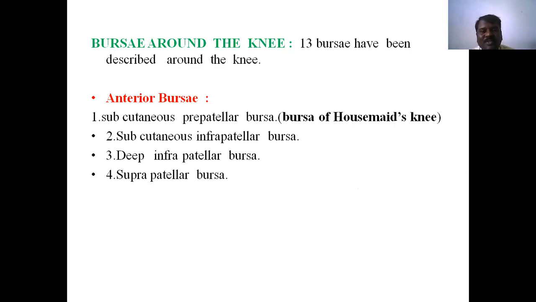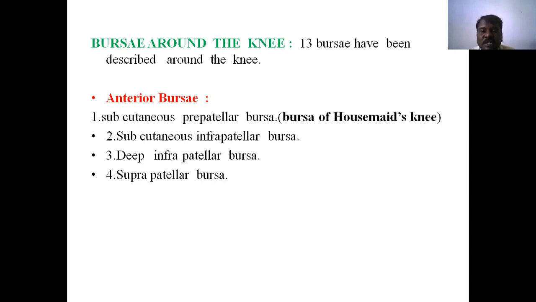So already you know the bursa. What is a bursa? Your subacromial bursa. You have studied and seen the importance of the subacromial bursa. Here around the knee joint, we can identify 13 bursas. Of these 13, 4 are anterior to this knee joint, 4 are lateral, 4 are medial, and 3 are posterior. We can identify these around the knee joint.